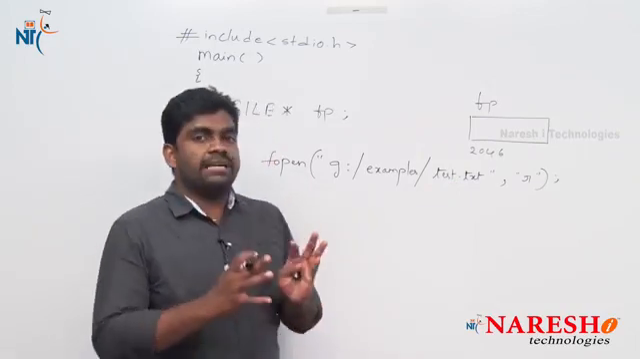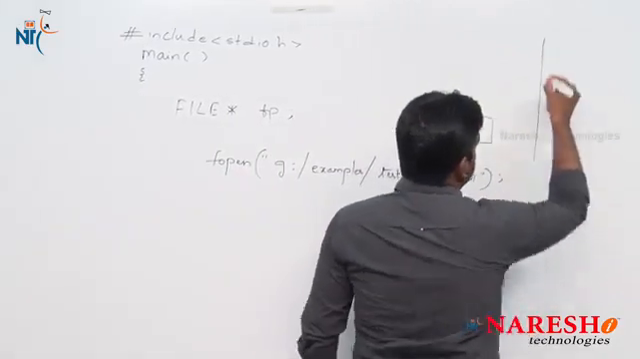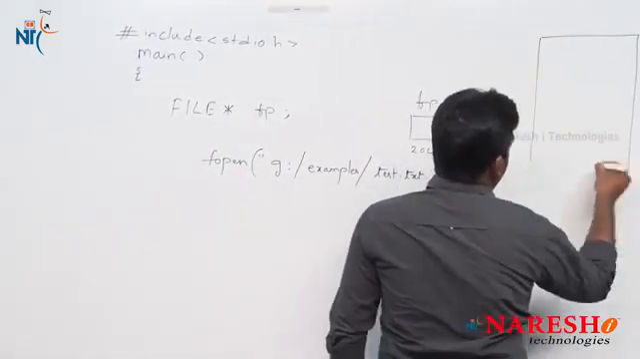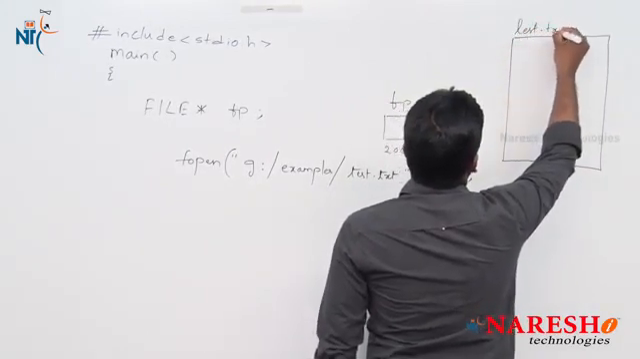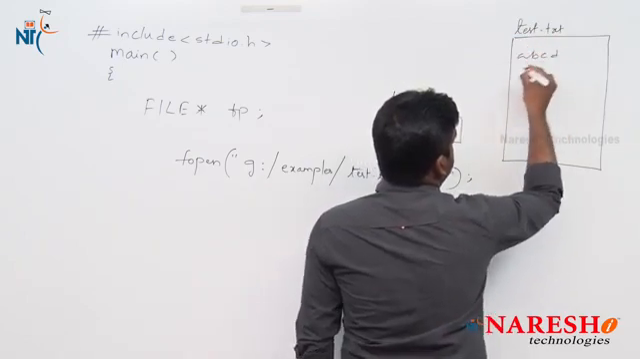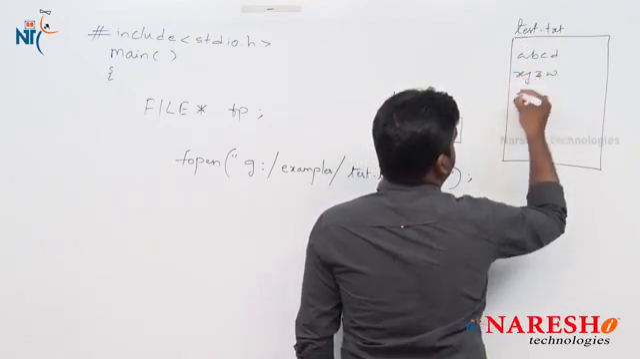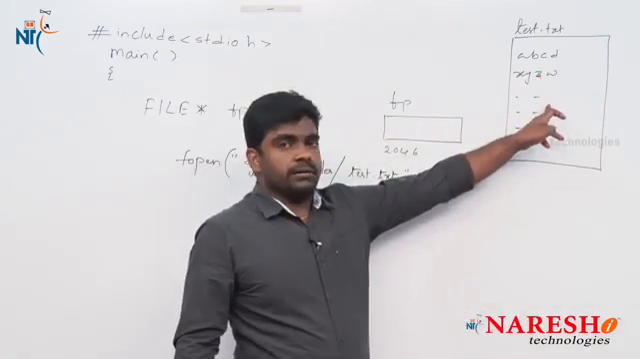Right. Suppose the file is present, imagine here what will happen? Here it will open the file. So this is the test.txt file. Test.txt, some information is there. Information is present. Then it will open. Right.